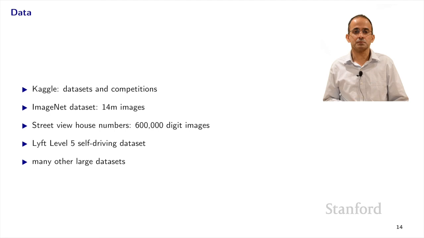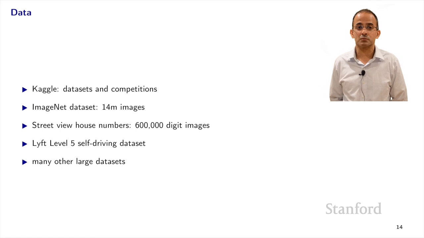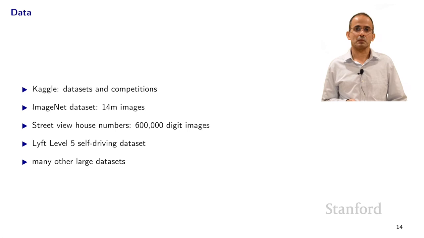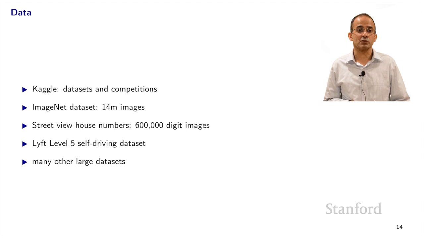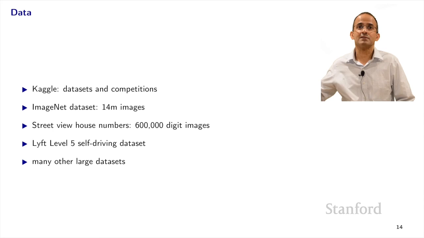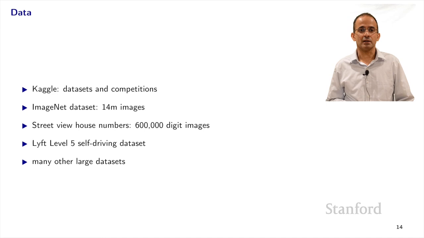So Kaggle has many different data sets. We will, in this class, set homework. Quite a few of the data sets will come from Kaggle. And it's a very useful tool for learning and for developing machine learning algorithms. The ImageNet dataset is a very popular dataset. It contains 14 million images of a variety of different things and in many different categories. And it's used for classification.